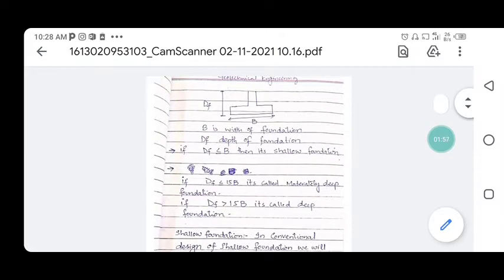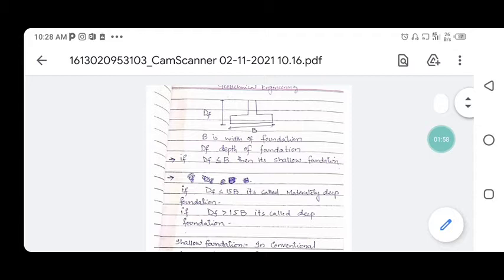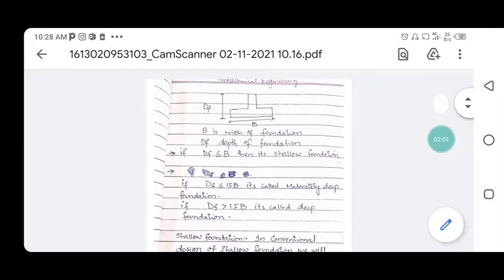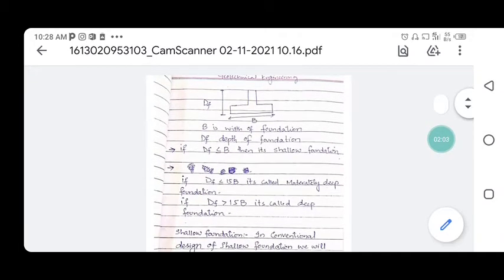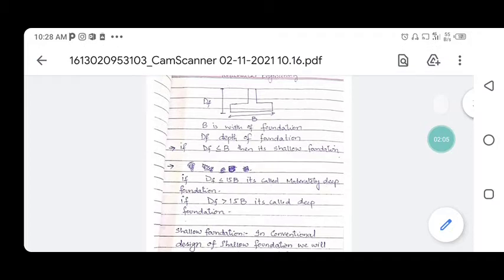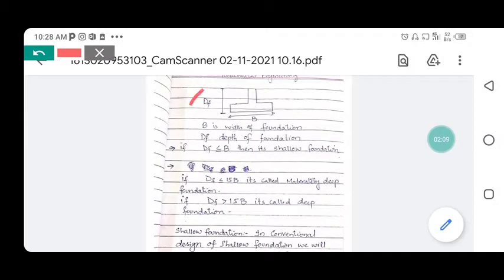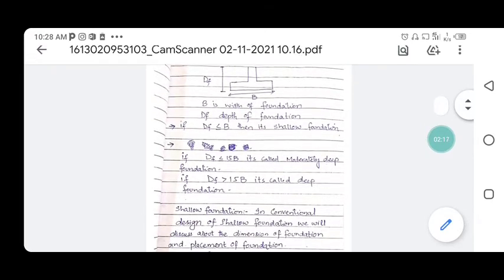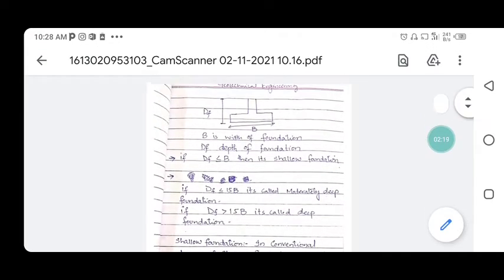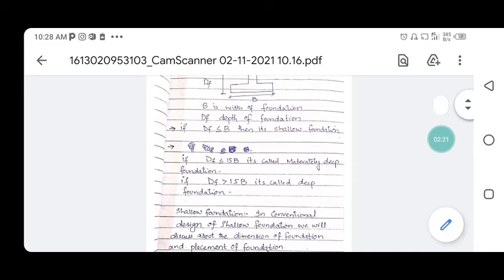You can see on the screen I have made one foundation. B is the width of the foundation and DF on the left side. Let me highlight this DF. This DF is the depth of foundation. Okay. So below the diagram of foundation I have also mentioned the same thing.